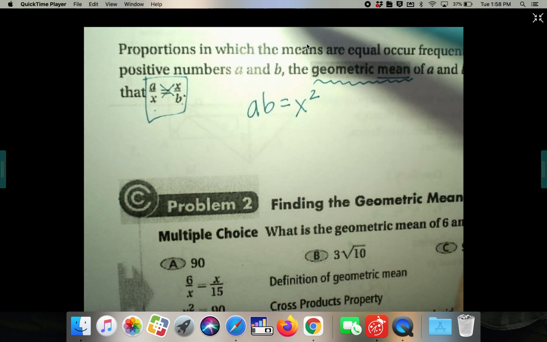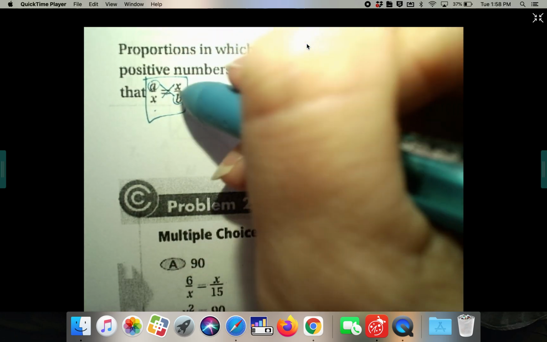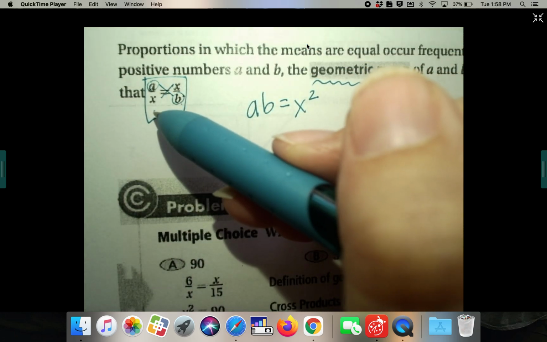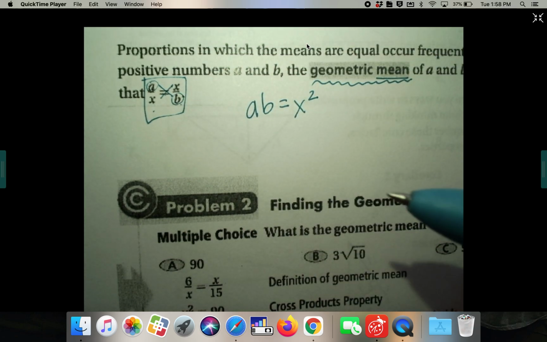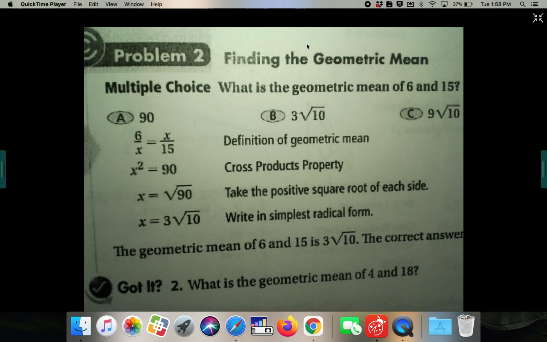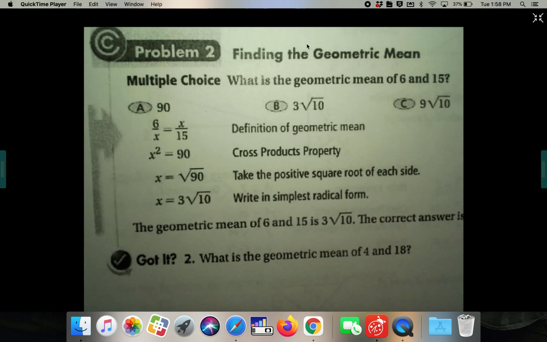A over x equals x over B. So you're going to swap out the A and the B for numbers, but x and x are going to stay x. So you're going to end up with an x squared when you cross multiply. So let's look at an example of finding the geometric mean, and I hope this will make more sense.